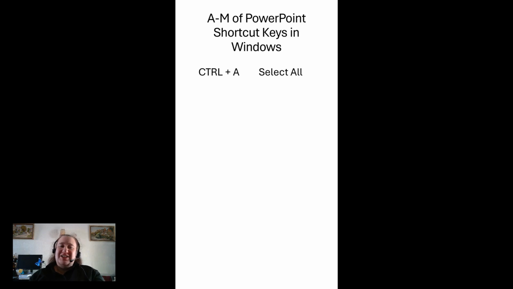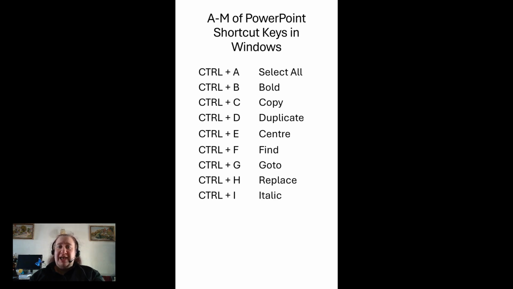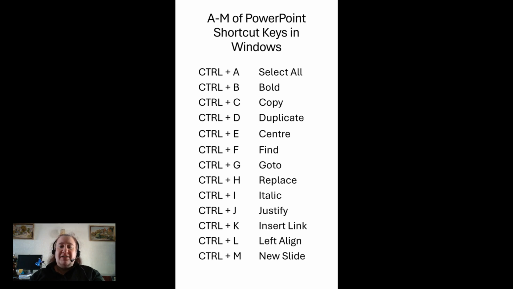Control A is select all, Control B for bold, Control C for copy, Control D is for duplicate, Control E for center alignment, Control F is find, Control G is go to, Control H for replace, Control I for italic, Control J for justify, Control K insert link, Control L for left align, and Control M is a new slide in the current presentation.